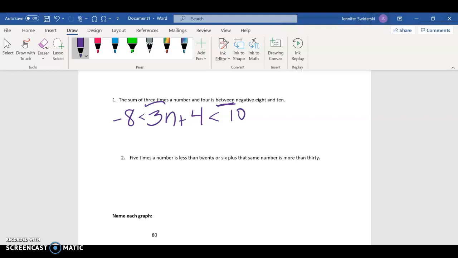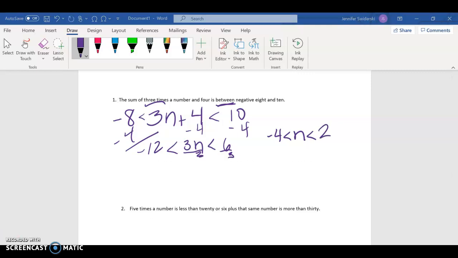So we're going to go ahead and solve. I need to start by isolating the variable, so I'm going to subtract 4 from both sides. We get negative 12 is less than 3n, which is less than 6. I'm going to divide both sides by 3, and we get negative 4 is less than n, which is less than 2. Have us graph this as well. If I read this as two separate statements, n is greater than negative 4, open circle to the right, and n is less than 2 to the left.